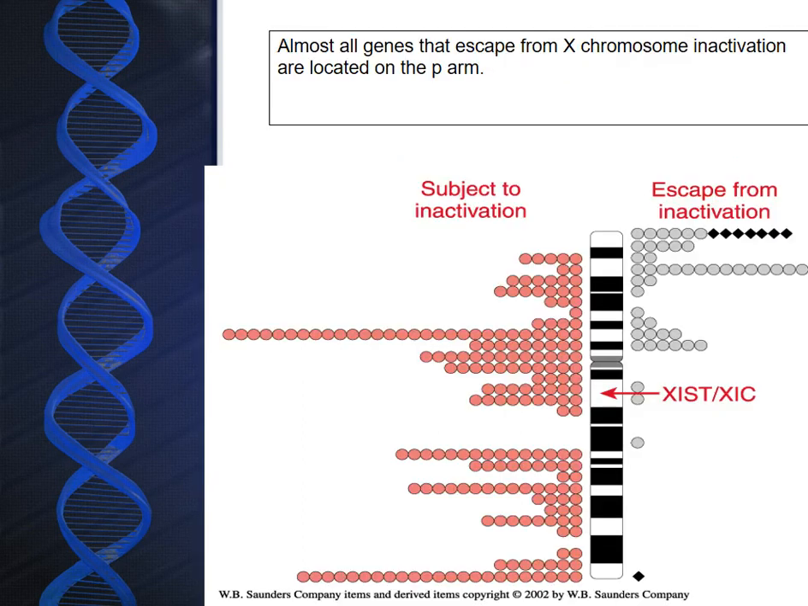As I said, most of the X is inactivated, but there are areas that escape inactivation. So here's the XIST. This is the region that spreads inactivation in both the long and the short arm. But there are areas, especially at the short arm of the X chromosome, that escape inactivation. There's a little bit on the long arm as well.